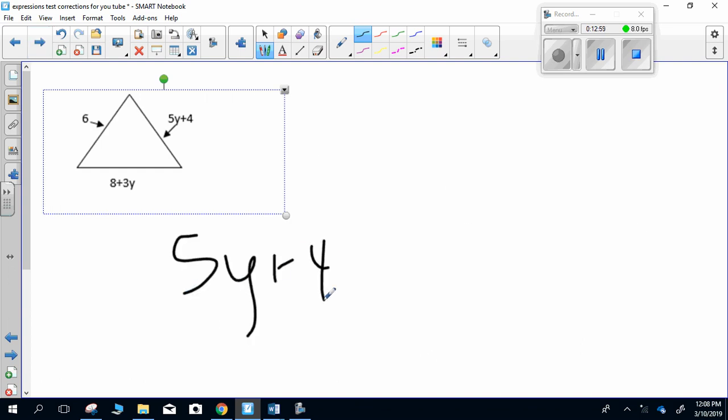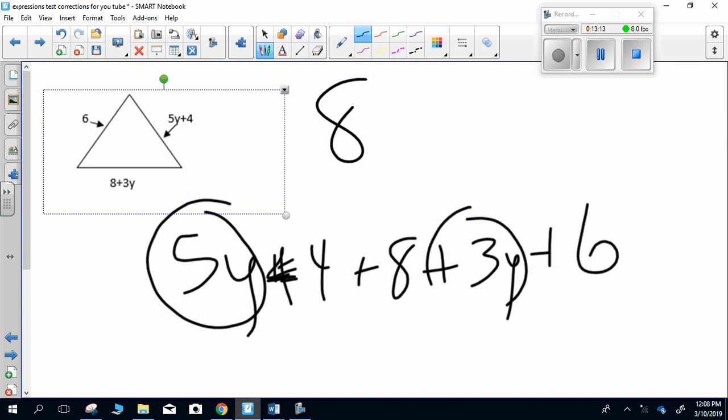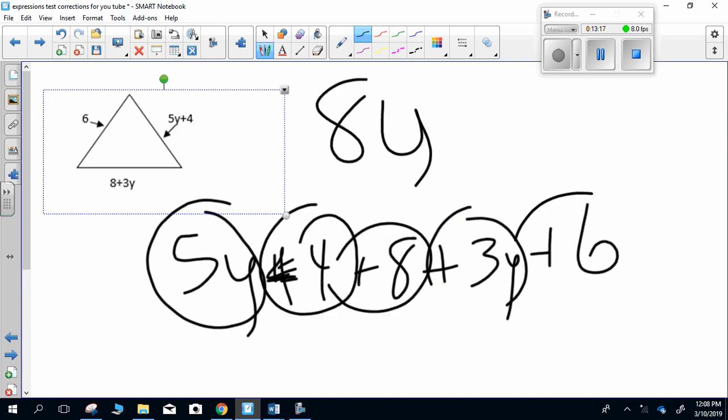Perimeter. Like terms, 5y and 3y are 8y. 4, 8, and 6 equal 18.